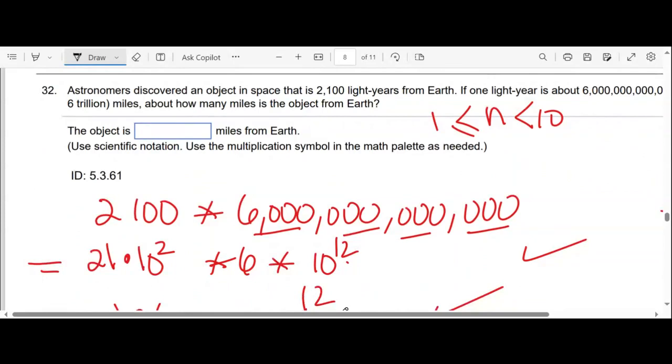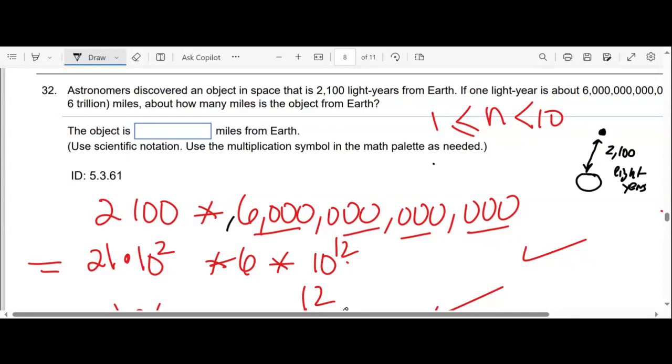So, astronomers. What does astronomers mean? Discovered an object in the space that is what? 2,100 light years from Earth. What does object mean? Yes. So here is Earth and here is the object. How far is it from Earth? 2,100 light years. And each light year equals how many miles? 6 trillion miles. How many miles is the object from the Earth?